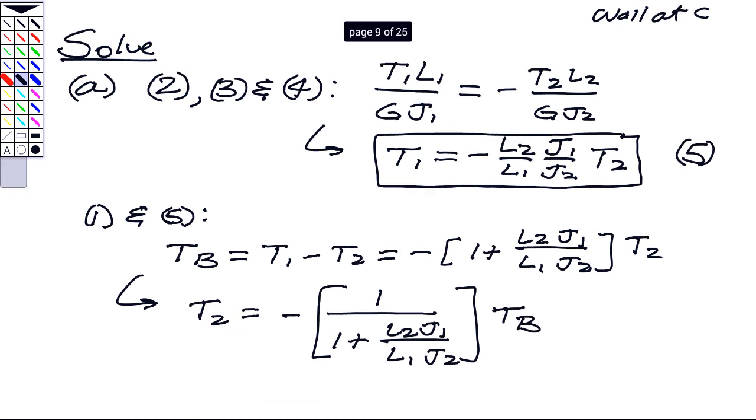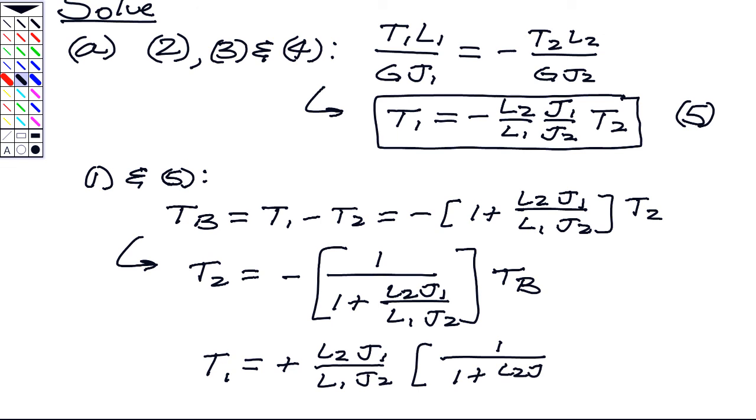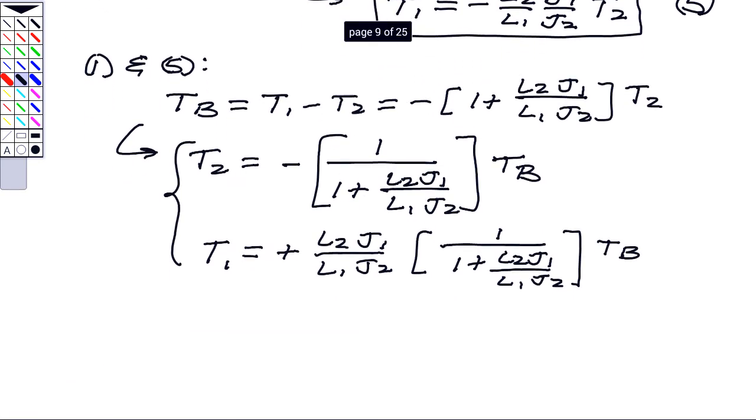And T1 therefore becomes L2J1 divided by L1J2 times that same amount. So it's 1 divided by 1 plus L2J1 divided by L1J2, times TB. So we now have the torques carried in shafts 1 and 2.